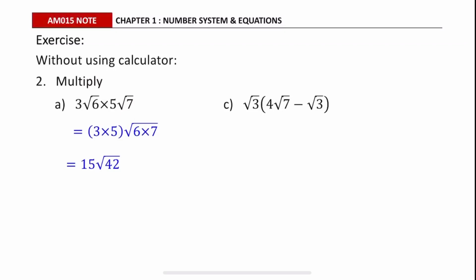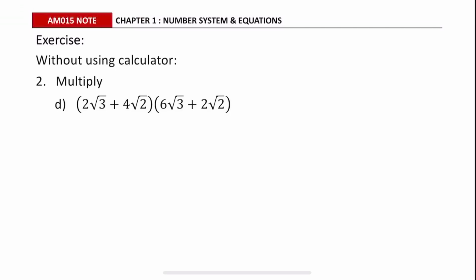For question 2b, we have to expand this expression, where we multiply square root of 3 to every term in the bracket. When we multiply square root of 3 with 4 square root of 7, we get 4 square root of 21. And when we multiply square root of 3 with negative square root of 3, we get negative 3. This expression cannot be simplified further, so this is the final answer.